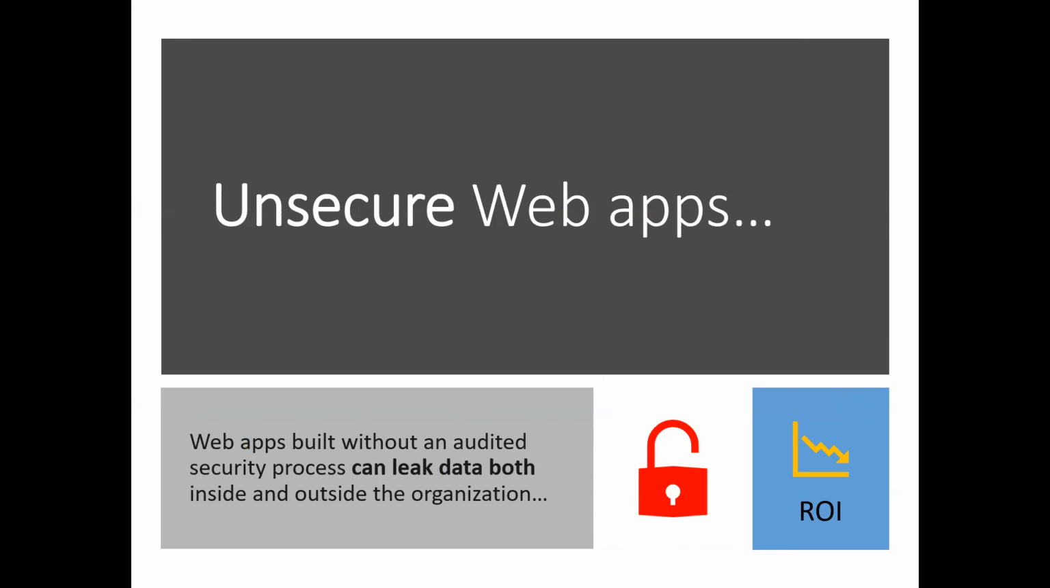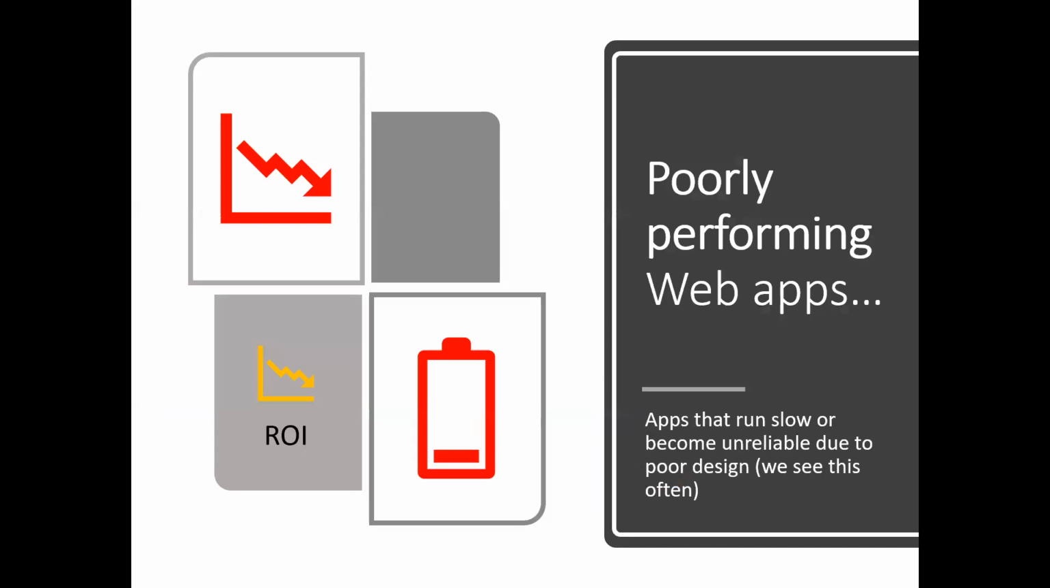Just as much or probably even more, we see poorly performing web apps. Apps that run slow or become unreliable. Again, this is something that happens as people experiment. An application that's got 600 records and 45 users and 10 reports can work great. That same application with 150 users and 65,000 records and 175 reports is going to perform substantially different.